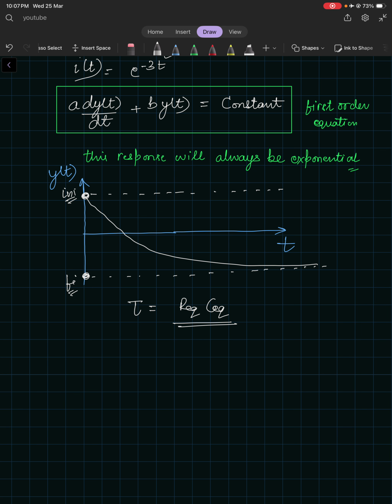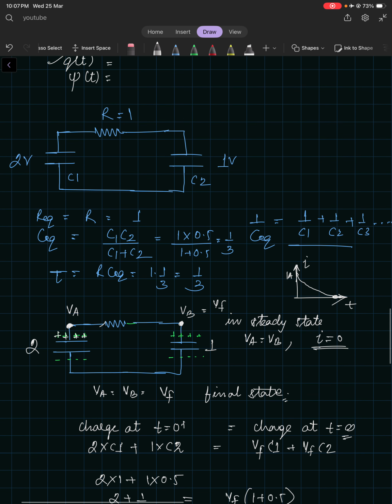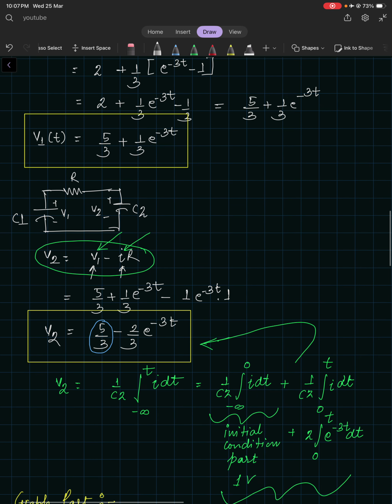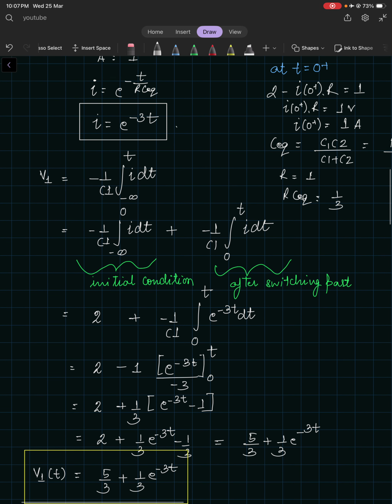So we will go through more questions like this, right? But certainly we will not solve this differential equation. If it is required, then only we will solve it, right?